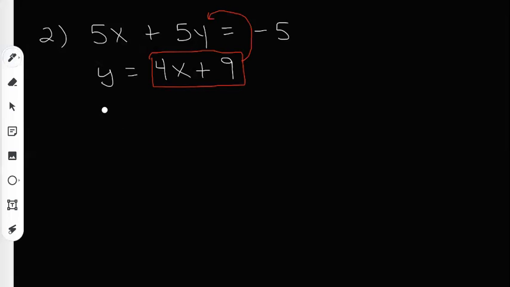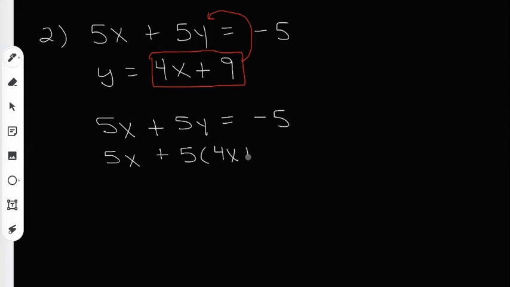So let's do that. My top equation was 5x plus 5y equals negative 5, right? Well, since I know that y is the same thing as 4x plus 9, I'm going to substitute that in for y. So I get y is 4x plus 9. I just substitute that in for y, always putting it in parentheses so I don't get it confused with anything else. And then I keep on going.